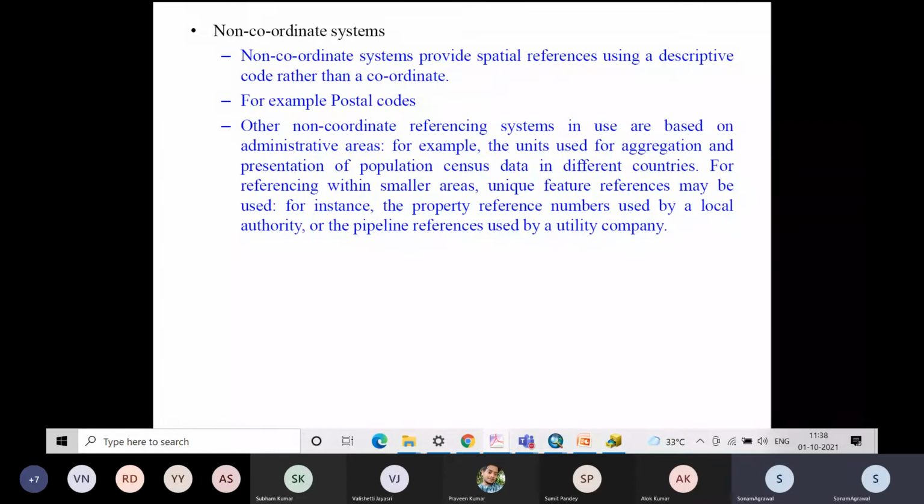So other non-coordinate referencing systems in use are based on administrative areas. For example, units used for aggregation and presentation of population census data in different countries. For referencing within small areas, a unique feature reference may be used, for instance, the property reference number used by a local authority or the pipeline reference used by a utility company. So this is how the non-coordinate system works.